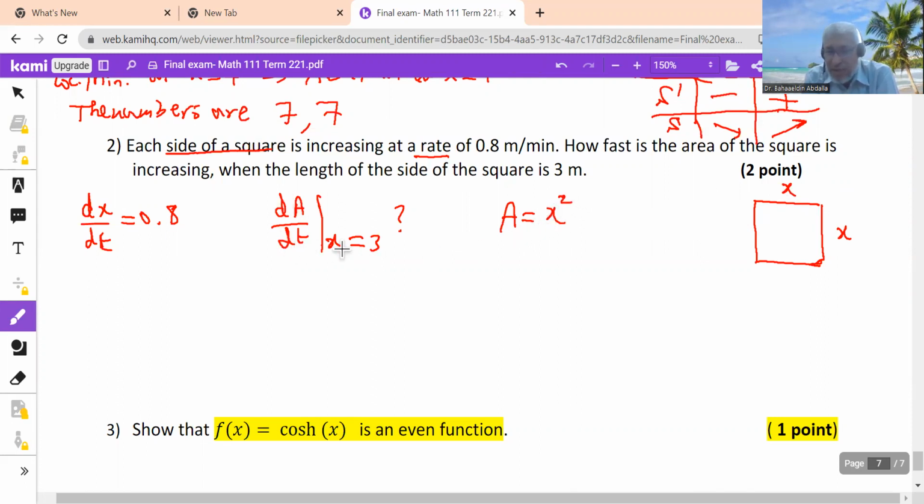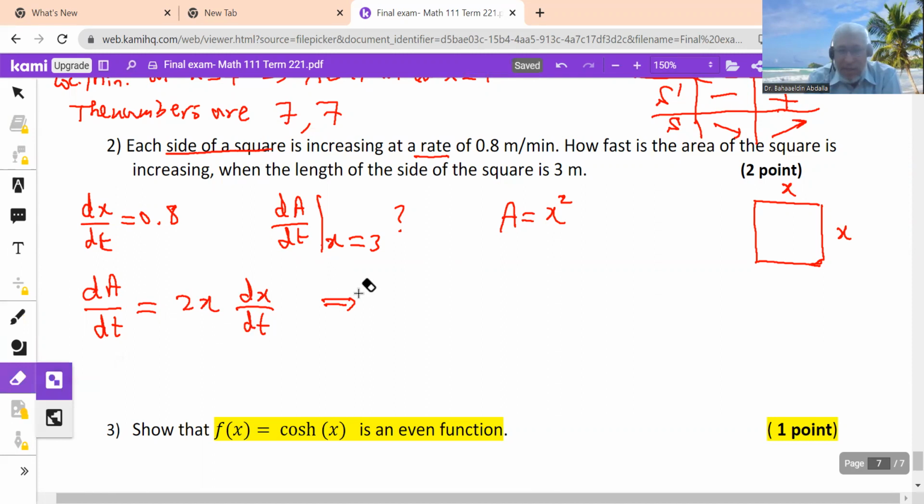And now to find the derivative, I have to differentiate this function. Sorry, I have to find the derivative with respect to t, because everything here is changing with respect to t. So the derivative of A with respect to t equals, what is the derivative of x squared? It is 2x times the derivative of x with respect to t, using the chain rule.